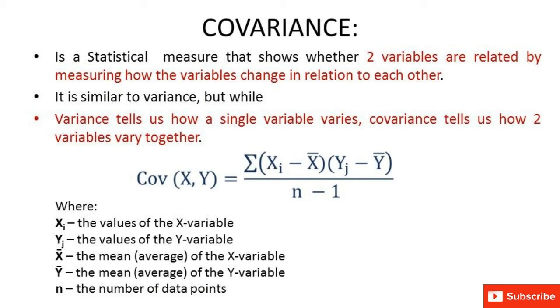The formula for covariance is as shown. Here xi is the value of the x variable, yi is the value of the y variable, x bar is the mean average of the x variable, y bar is the mean average of the y variable, and n is the number of data points.